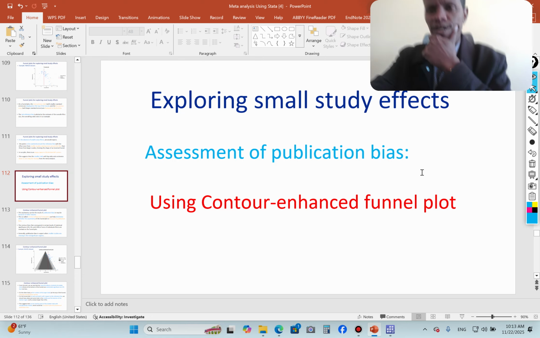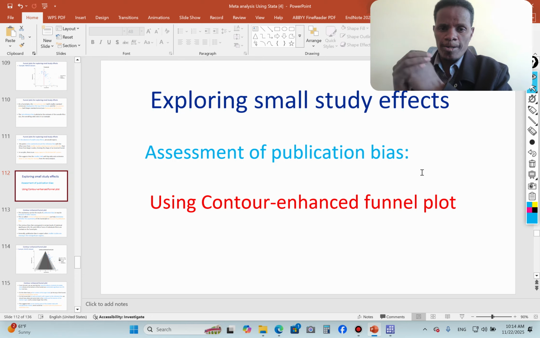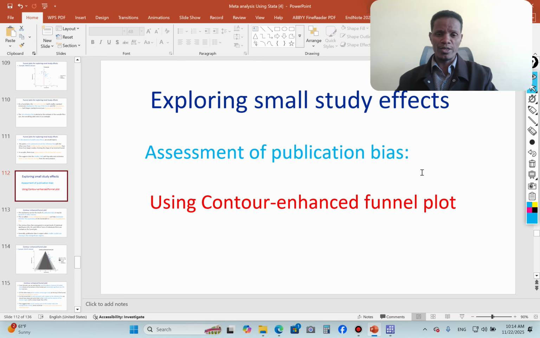Okay, hello everyone. Again, let's continue to see exploring small study effects. That means simply assessment of publication bias, again with the use of a contour enhanced funnel plot, which is really very important. Previously we have seen assessment of publication bias using a standard funnel plot, and now let's proceed to see assessment of publication bias using a contour enhanced funnel plot.